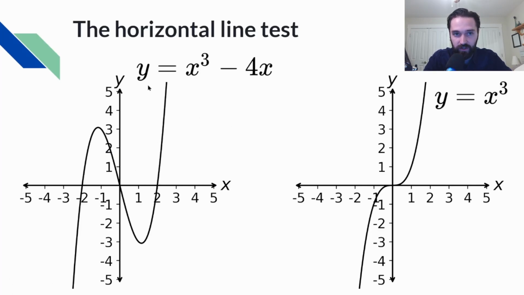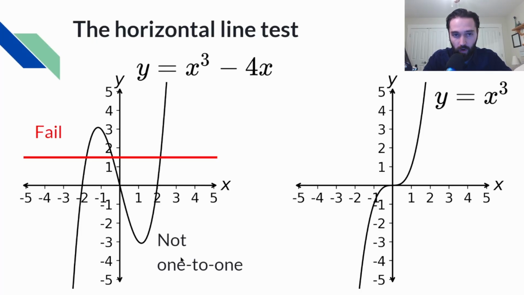Here on the left, I have the function y equals x cubed minus 4x. We can find a horizontal line right here that hits the graph more than once. It intersects this graph 3 times, so it fails the horizontal line test. Therefore, the function is not one-to-one. We have the same output value corresponding to 3 different inputs, so it's not one-to-one.